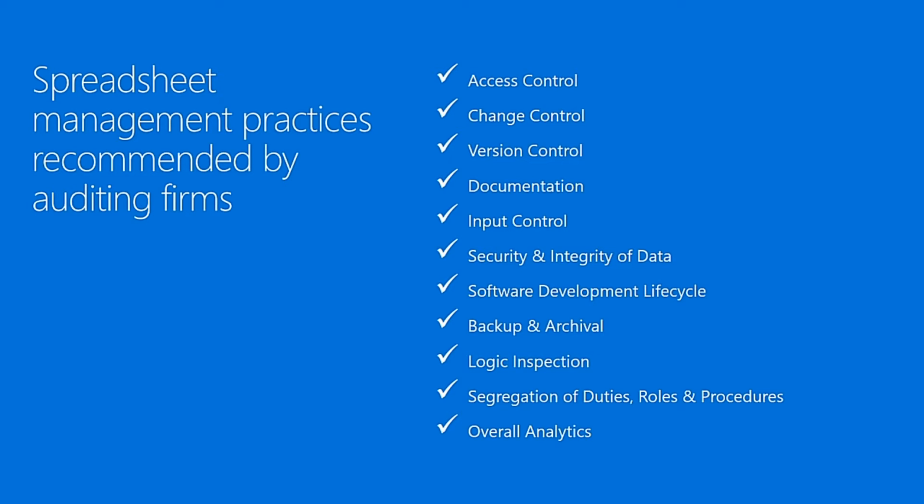The big auditing firms have spoken about spreadsheet risk and spreadsheet management, and these are some of the major categories of control that they're interested in or say that companies should have in place. Some of these just make good common sense. Access control, very important. Change control, knowing who changed what in the spreadsheets, very important. Version control, and I said before, documentation, and you can look at the rest of these.